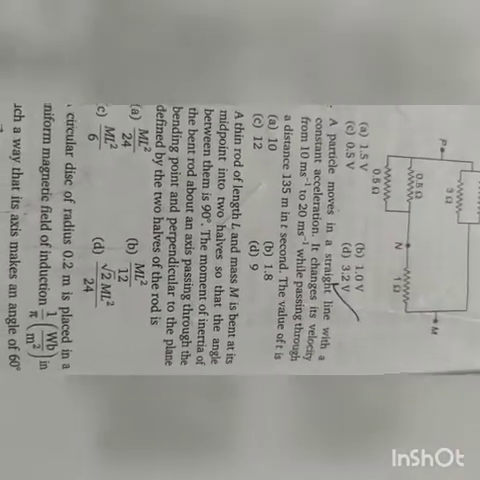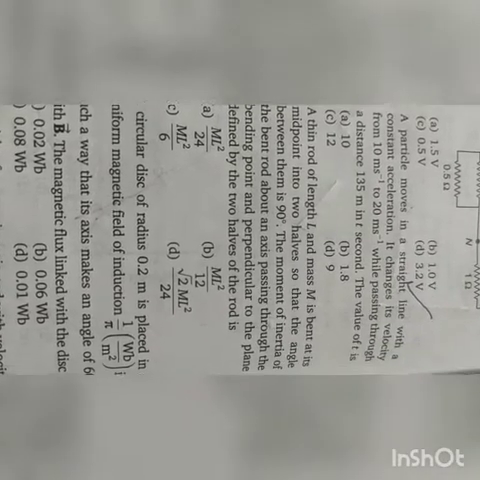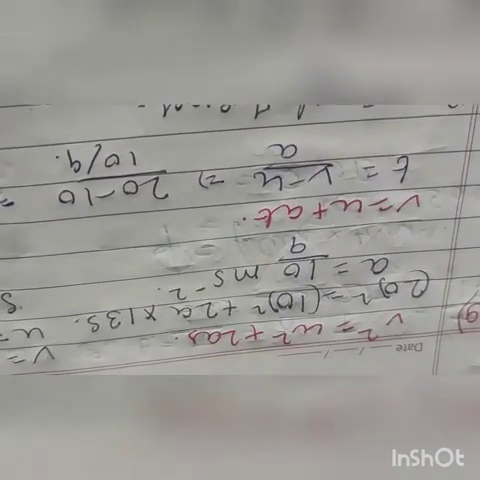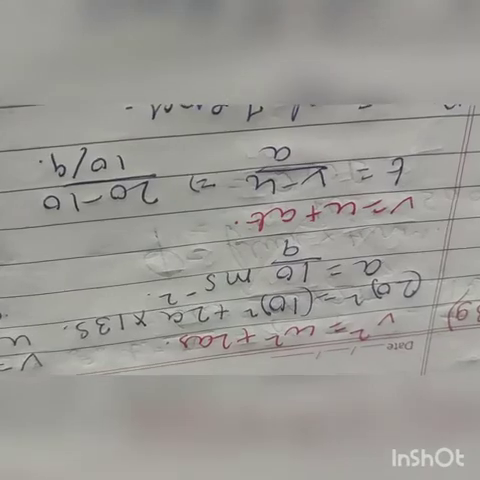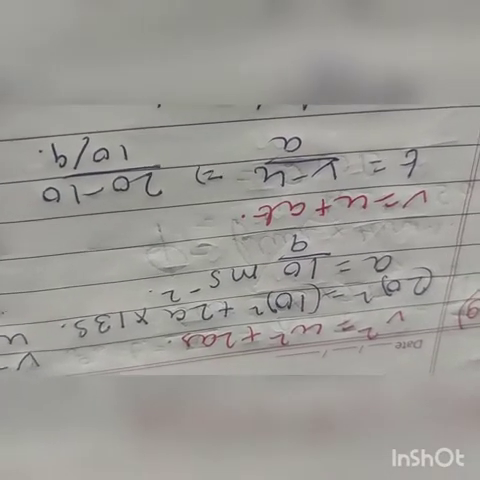A particle moves in a straight line with a constant acceleration. It changes its velocity from 10 meter per second to 20 meter per second while passing through a distance of 135 meter in t seconds. The value of t is? So it's a very simple question. First we will find the acceleration, and then with the value of acceleration we will find the time.